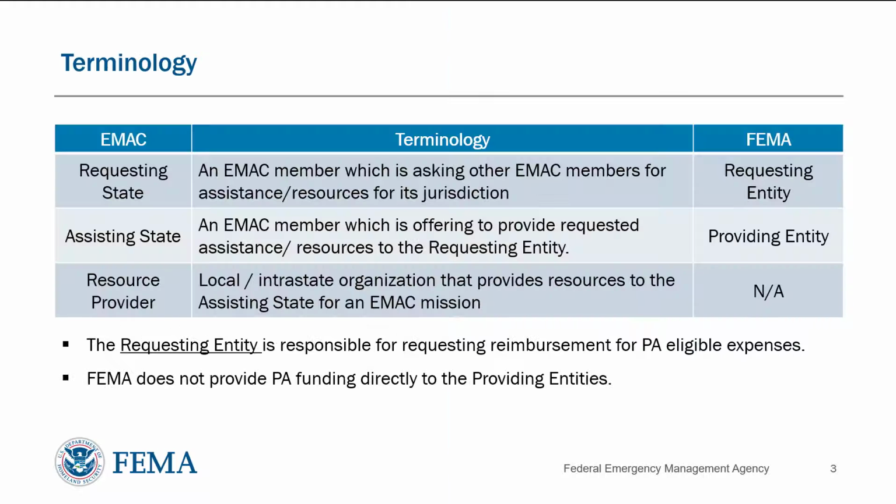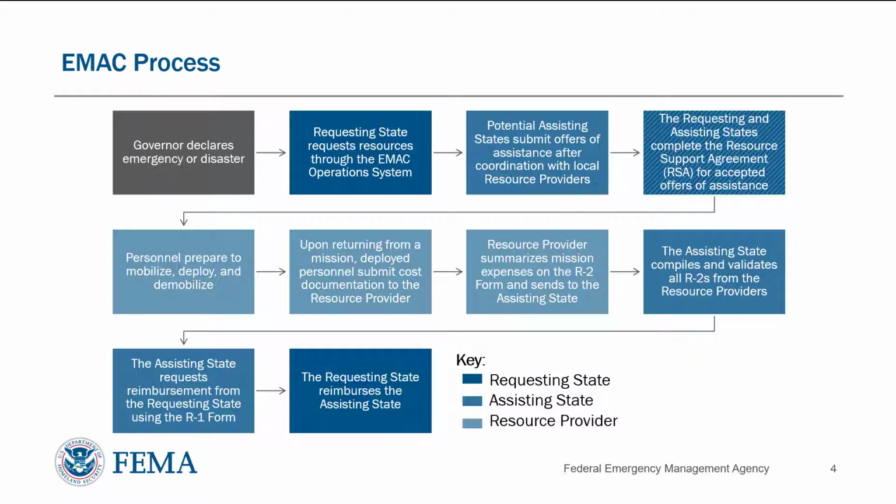low risk to FEMA. A point of clarification in terminology, EMAC uses the terms requesting state, assisting state, and resource provider, whereas FEMA only uses requesting entity and providing entity. Since FEMA does not provide PA funding directly to the providing entity, it is the requesting entity who is responsible for requesting reimbursement for public assistance eligible expenses. For the purpose of this presentation, we're going to use FEMA's terminology of requesting entity and providing entity. Now we're going to cover the overall EMAC process.